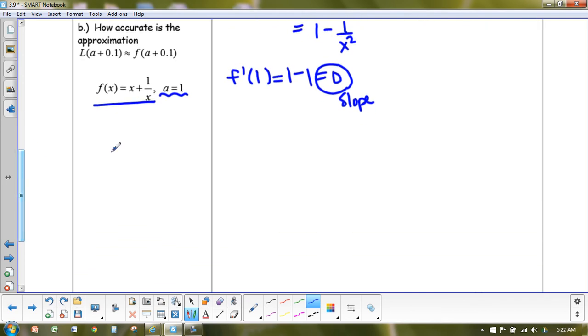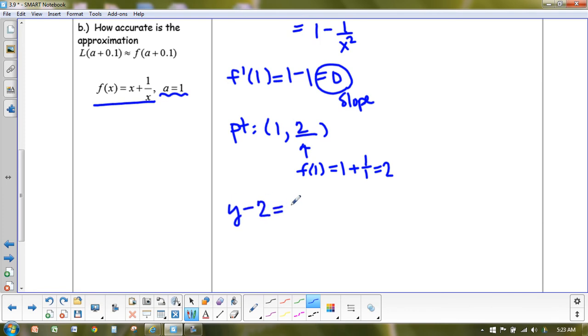So I can get my line: y minus 2 equals my slope 0 times the quantity x minus 1. So that really just means that it would be the constant line, horizontal line, y equals 2. That my tangent line is the horizontal line, y equals 2. They do want me to rename it L of x, so L of x equals 2. And that answers part A of the question. That's my tangent line.